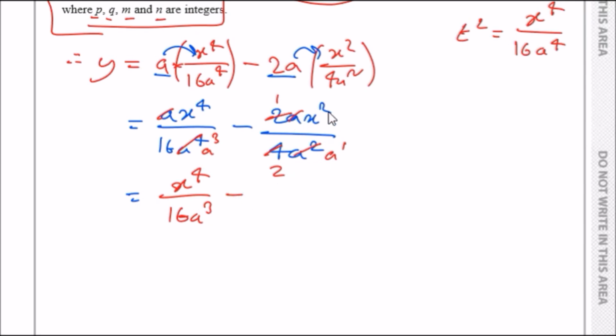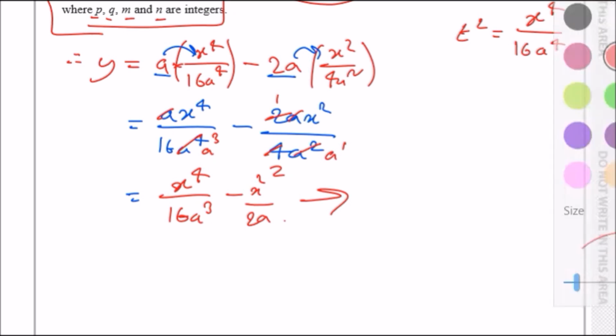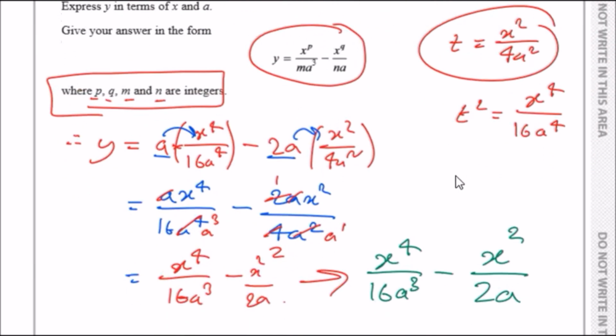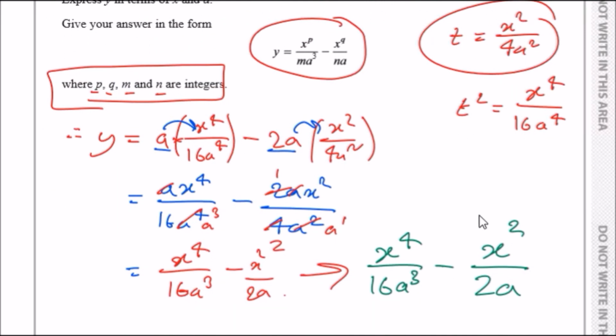Now for this part here, 1 times x squared is x squared, and then 2 times a to the power 1 is just 2a. So let's put this even more neatly, because now it just looks like there's too many things going on. So we've got x to the power 4 over 16a cubed, minus x squared over 2a. All right. Oh, cool. So let's have a look at the final expression. So give your answer in this form.